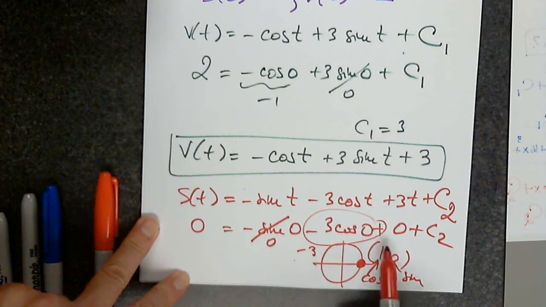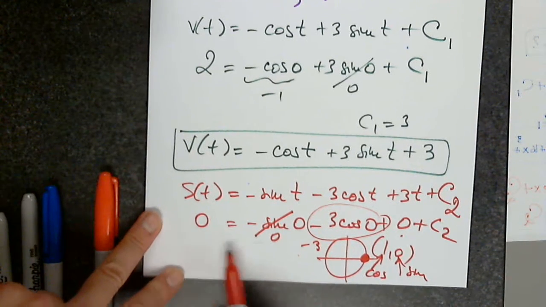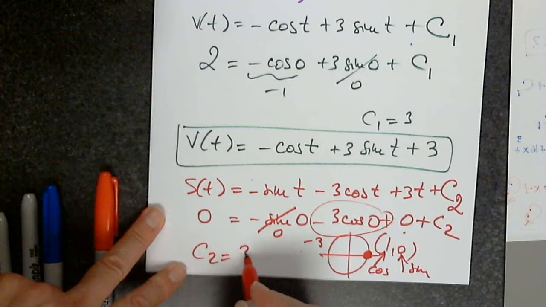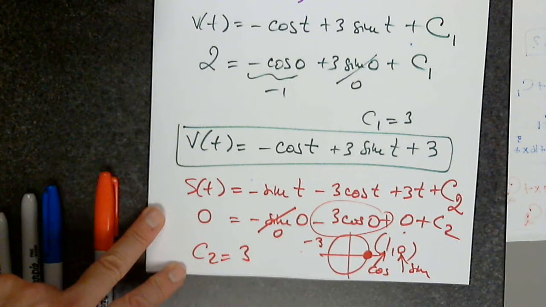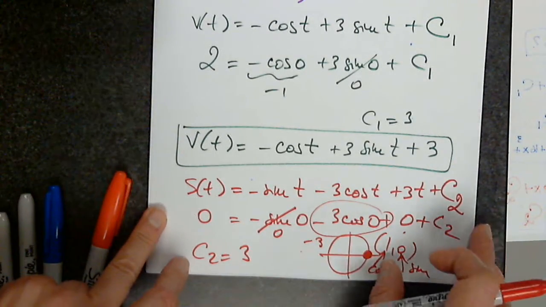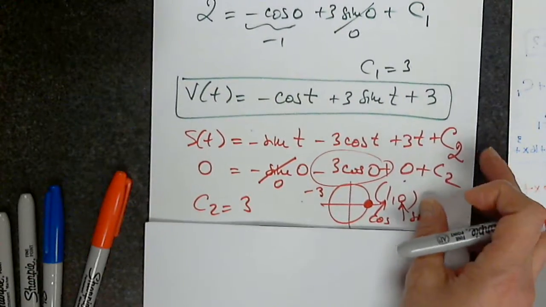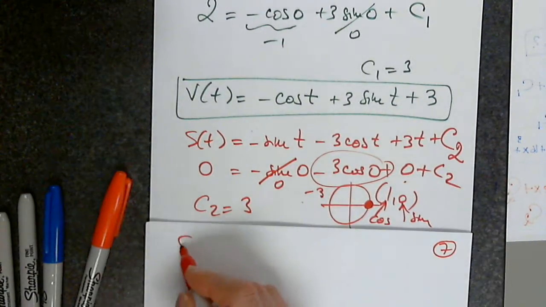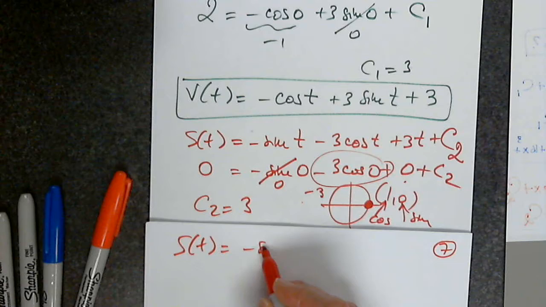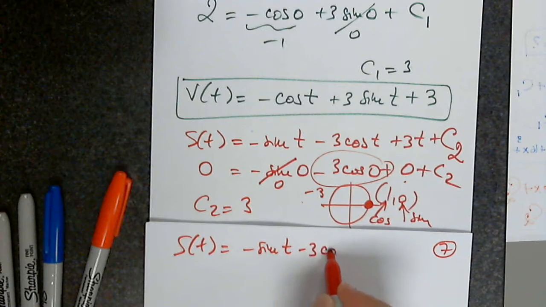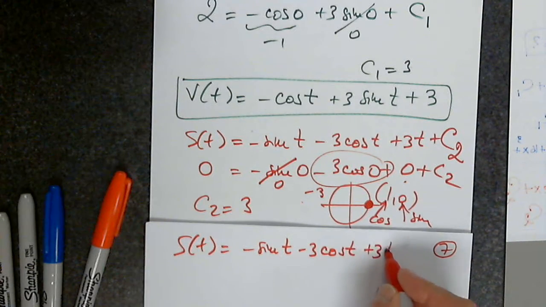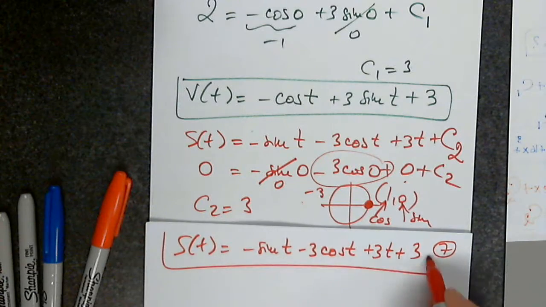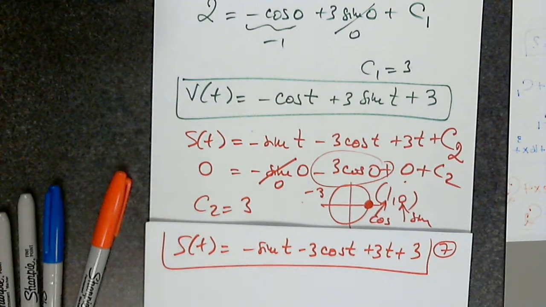So this is negative 3 and 0. So when I move negative 3 to the other side, it appears that C2 is also 3. Do we agree with that? So then the function that represents the distance, s of t, is negative sine t minus 3 cosine t plus 3t plus 3. And it's the only function that has the acceleration that is given in the problem and fulfills the two conditions given in the problem. There is no other function that does that.